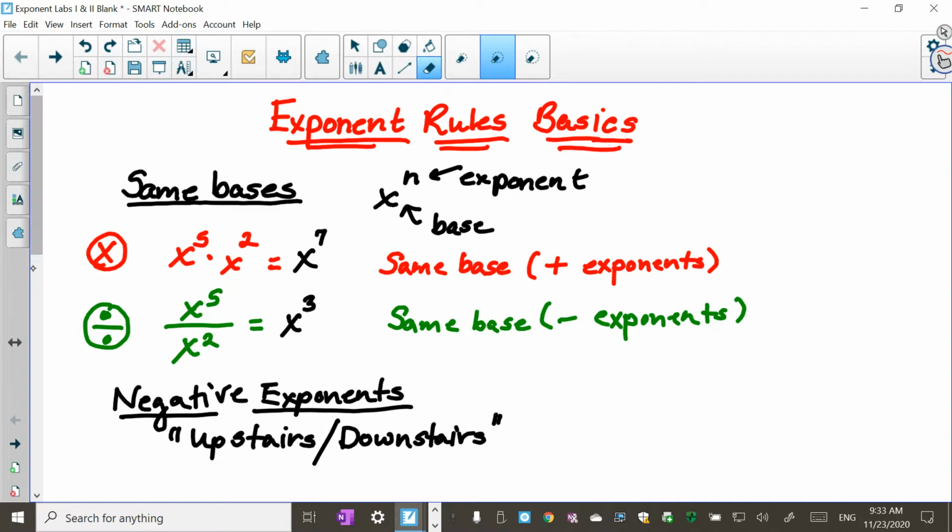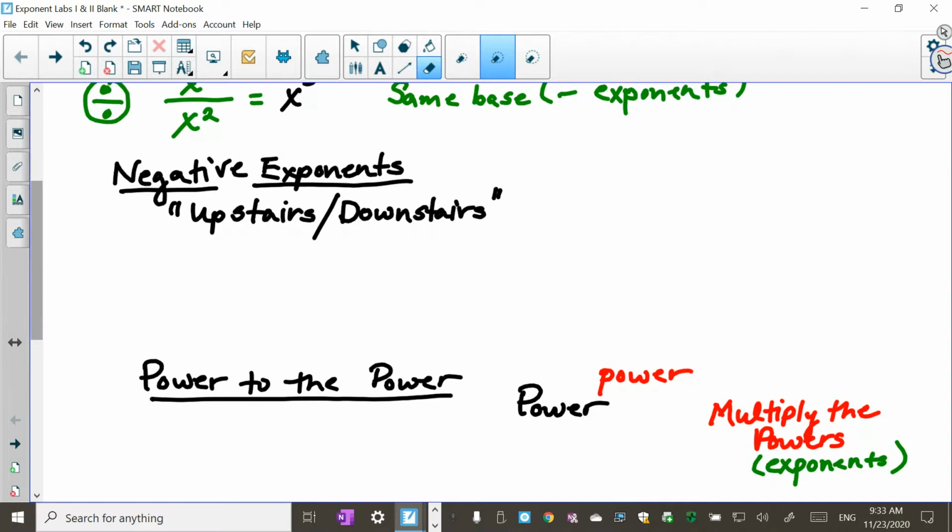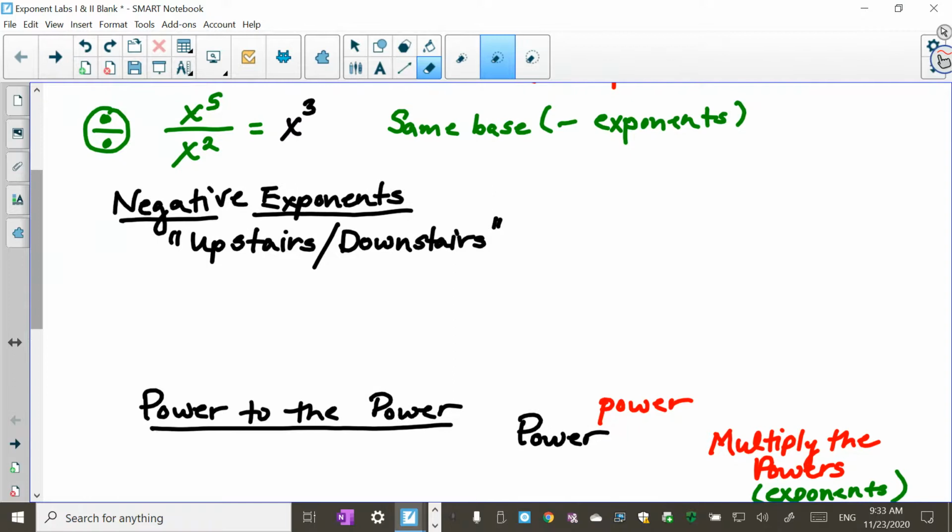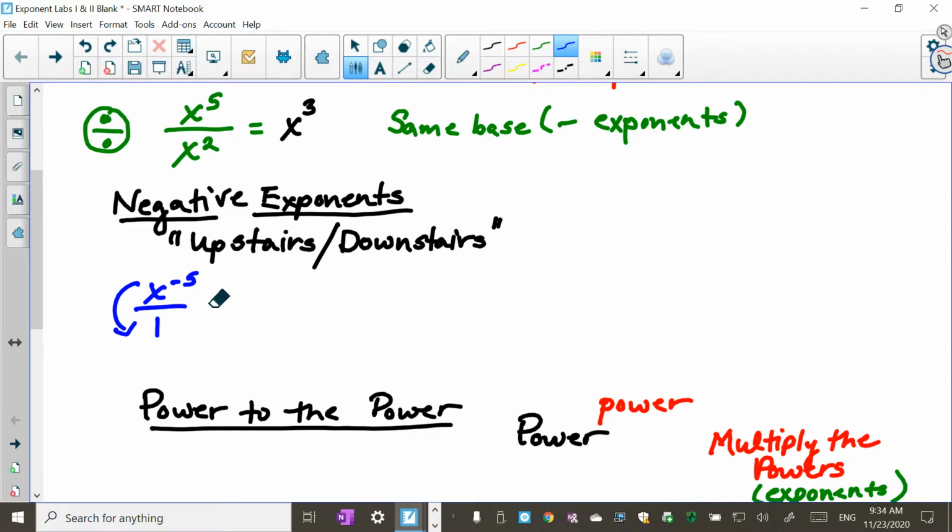Now, the next thing we talk about is negative exponents. Okay, so underneath negative exponents, I put in parentheses upstairs / downstairs. So for negative exponents, and a lot of these, what I'm going to have you do in this lab, some of the exponents come out to be negative, which is fine, but they'll want you to write it with positive exponents. So here's an example. If I had x to the negative 5, if I wanted to write that with a positive, if you think of this as over 1, you can actually bring it down and write it like this, 1 over x to the 5th. So now it's written with a positive exponent.